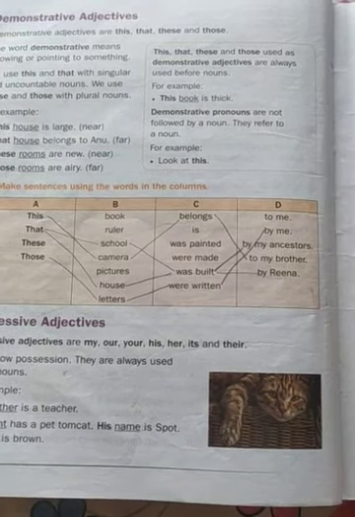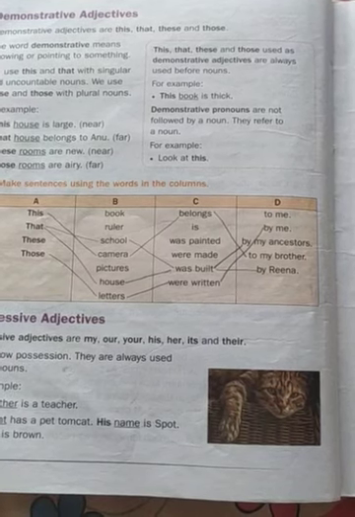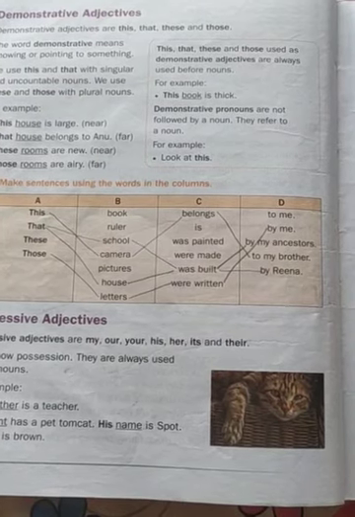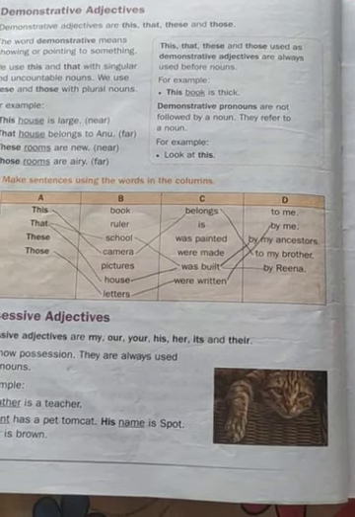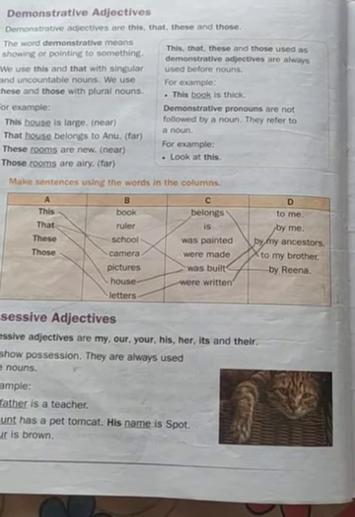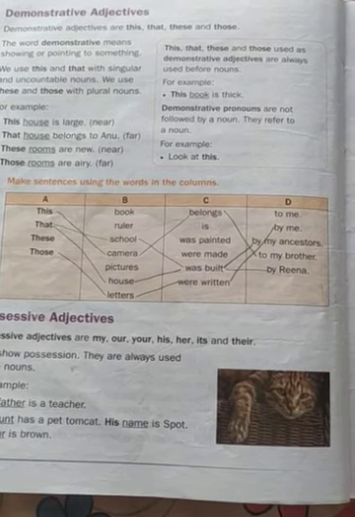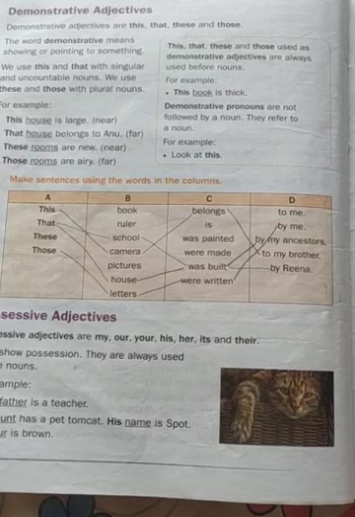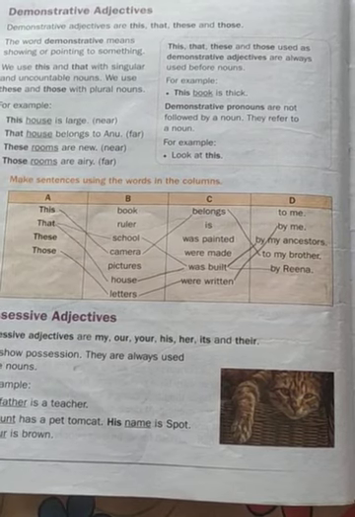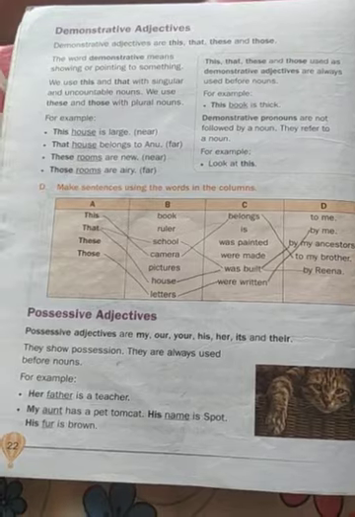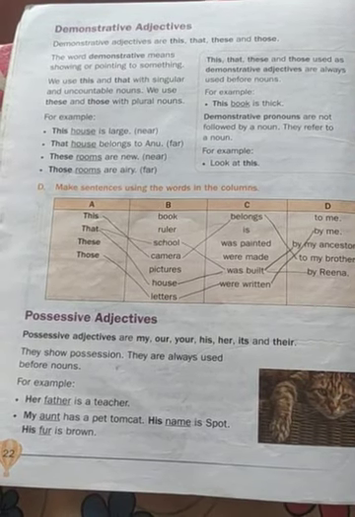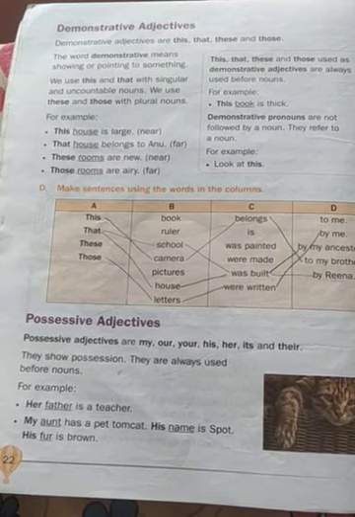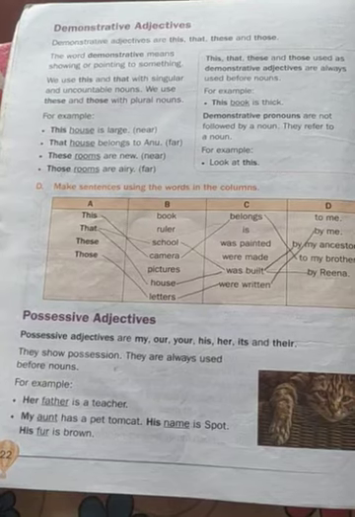This, that, these and those used as demonstrative adjectives are always used before nouns. For example, this book is thick. Here book is the noun and this is a demonstrative adjective which is used before the noun. Demonstrative pronouns are not followed by a noun. They refer to a noun. For example, look at this. Understood? So in this way, we can use the four words as demonstrative adjectives. Demonstrative means showing or pointing to something.